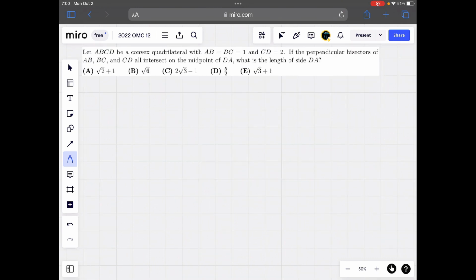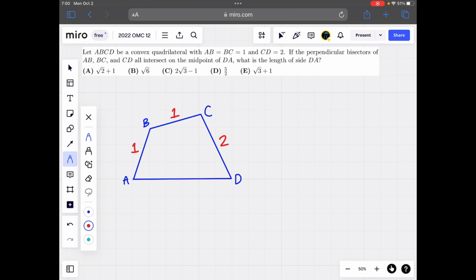Let ABCD be a convex quadrilateral with AB equals BC equals 1 and CD equals 2. If the perpendicular bisectors of AB, BC, and CD all intersect at the midpoint of DA, then what is the length of side DA? So we have a convex quadrilateral ABCD with AB equals 1, BC equals 1, and CD equals 2. It is given that the perpendicular bisectors of AB, BC, and CD all intersect at the midpoint of DA, which is here. I'll call that M.